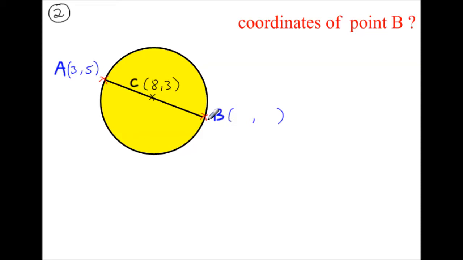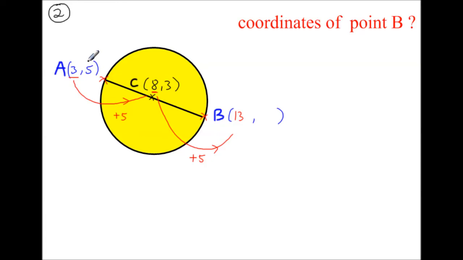In this question, you're given the coordinates for the center, and you're given the coordinates for one point on the diameter. To work out the coordinates for point B, look at the x-coordinate for A and the x-coordinate for the midpoint. To get from 3 to 8, you're adding 5. Then you do the same again. Add 5 again. So 8 plus 5 gives you 13.